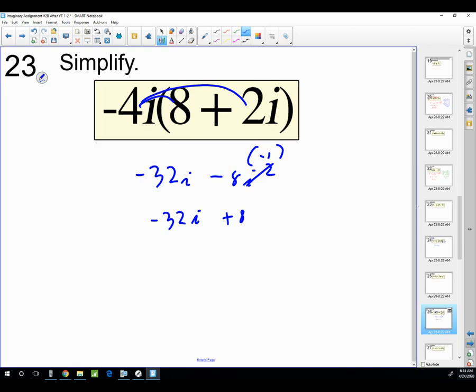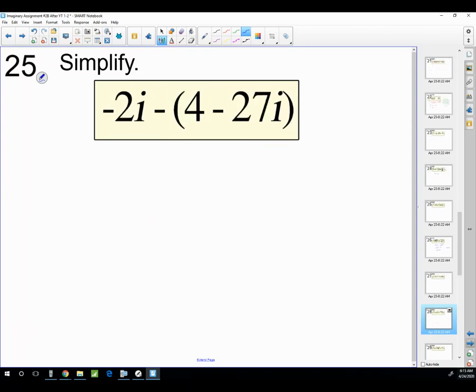Keep in mind, at Socrative, when you're typing these in, you have to put them in standard A plus BI form. And so this would have to be written as 8 minus 32i to be in standard form. Standard form, standard form, standard form. No spaces, please.